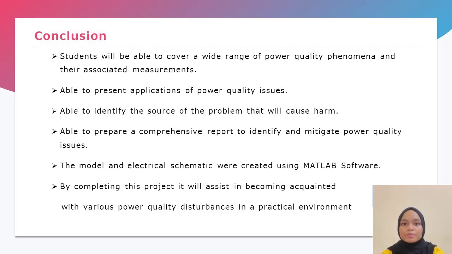Finally, by completing the project, we will gain more knowledge regarding the various power quality disturbances in a practical environment.